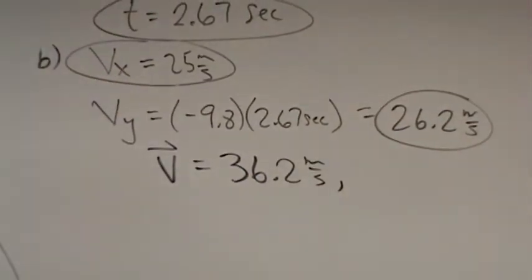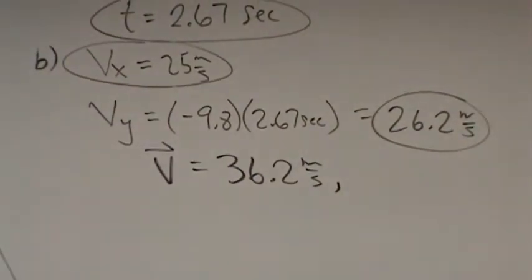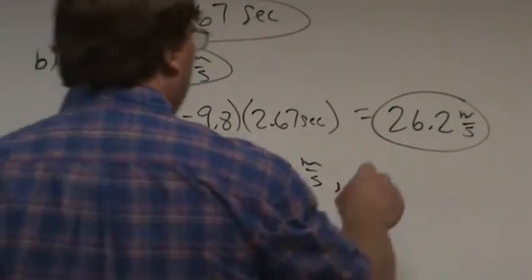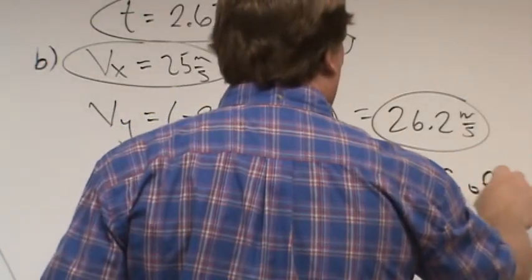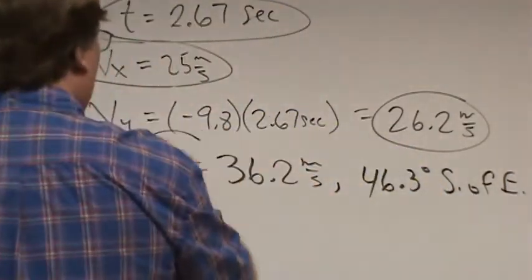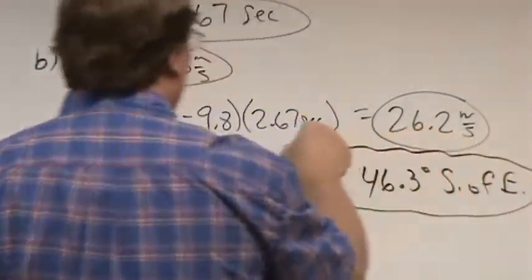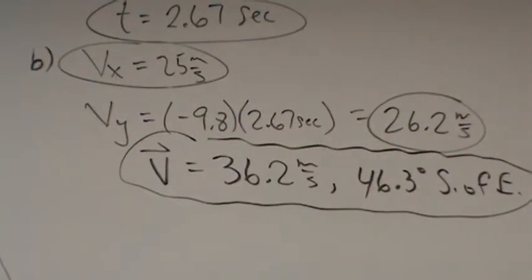And now I've got to find the angle. To get the angle, I'm going to do the inverse tangent of the y component over the x component. So inverse tangent of 26.2 divided by 25. So I'm getting like 46.3 degrees, 46.3 degrees south of east. So that's going to be my final answer for the velocity. Any question or problem on that?